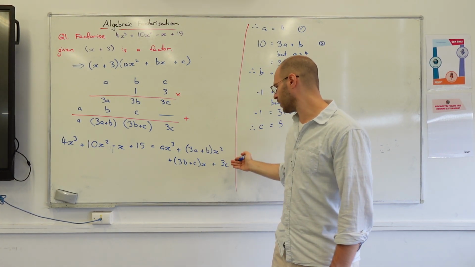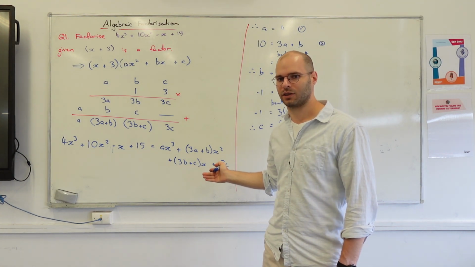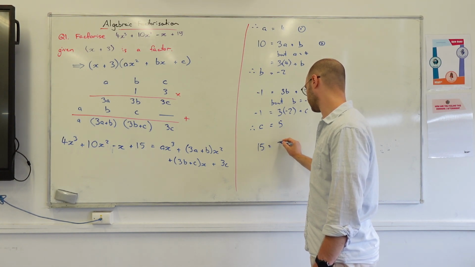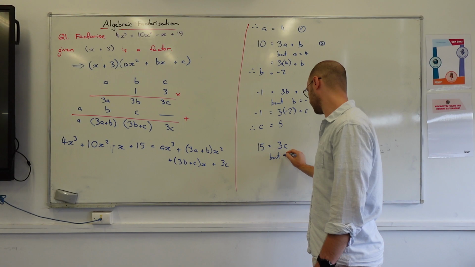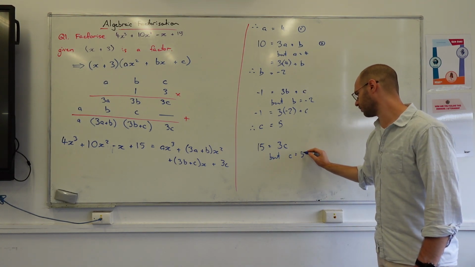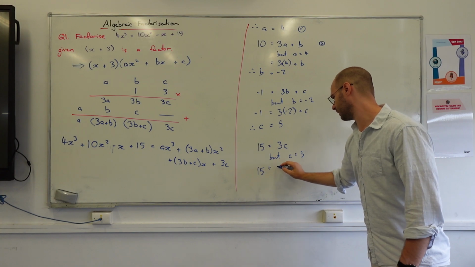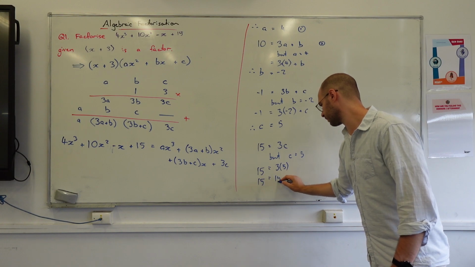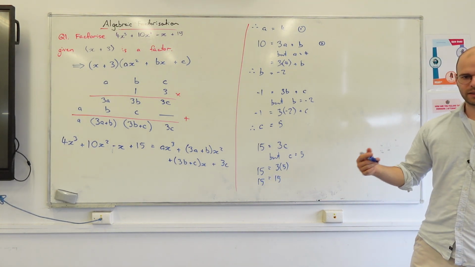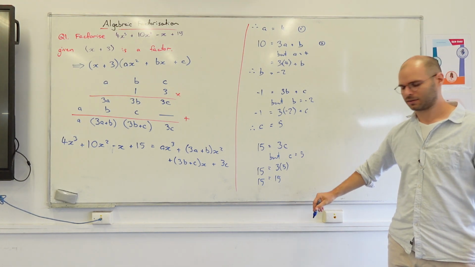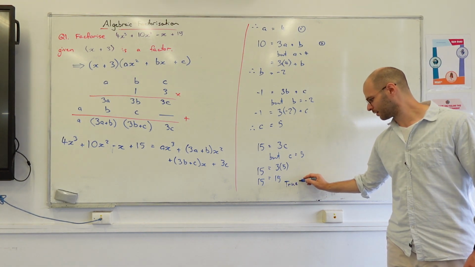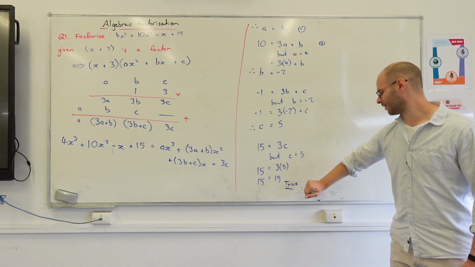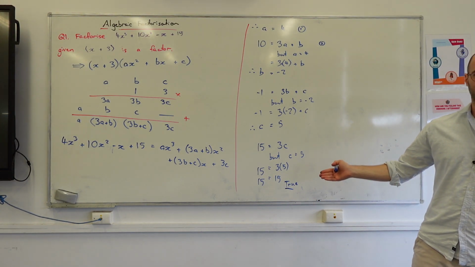In some respects, we don't have to do this, but there's going to be situations where we do. And the reason for that is 15 equals 3c, but c equals 5. 15 indeed equals 15. So what do you think this line over here tells us? It tells us that the solutions we got must be true.